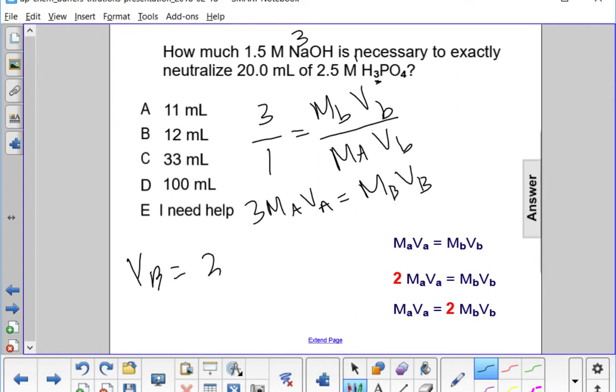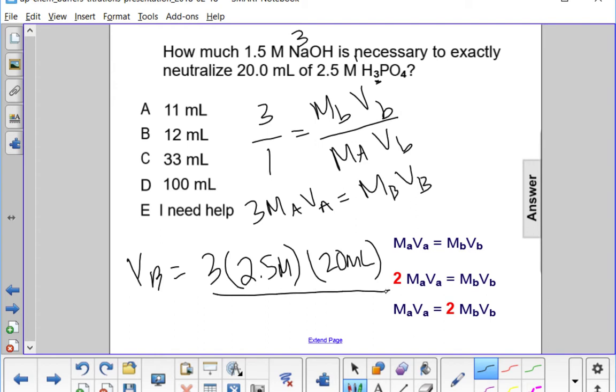Volume of the base is 3 times the concentration of the acid, 2.5, times the volume of the acid, 20 milliliters, over the concentration of the base, 1.5 molar. And I did that in my calculator, and I got 100 milliliters, which is answer choice D.